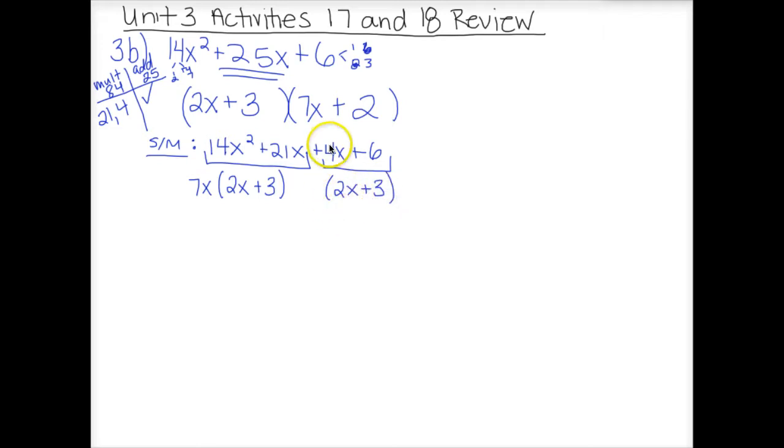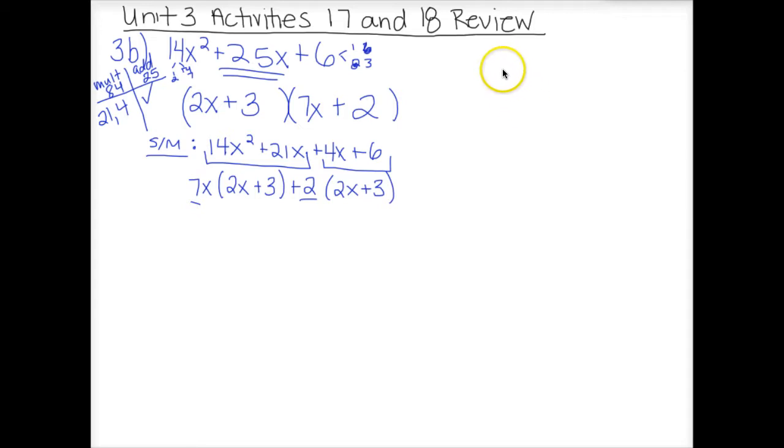What do I multiply 2x by to get 4x? I multiply it by 2. So then again the fronts become 1 parenthesis, 7x plus 2, like this, and then you put in the 2x plus 3. So if you're a split the middle method preferer, there's the work you would show.